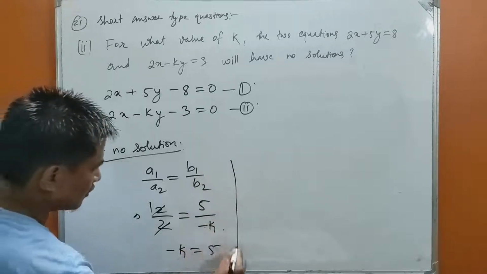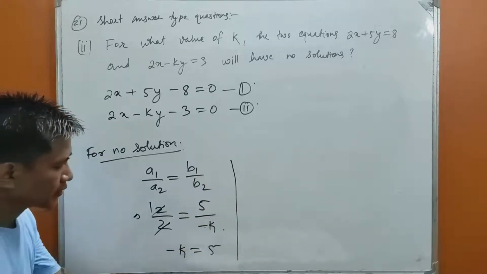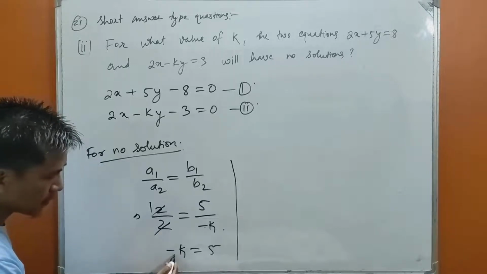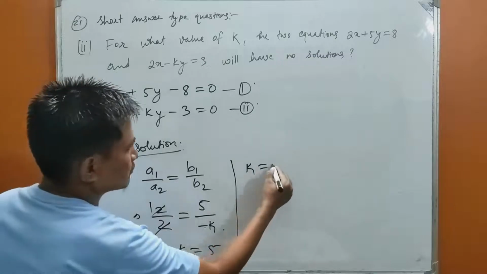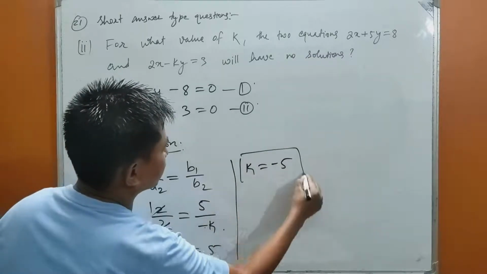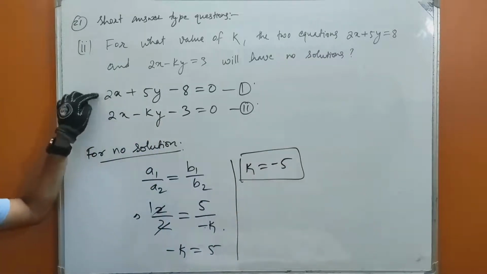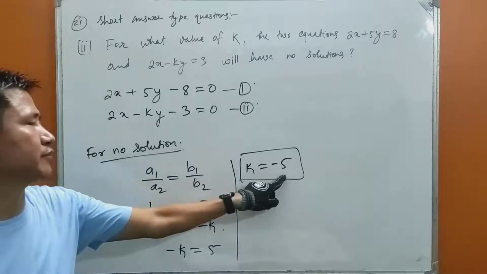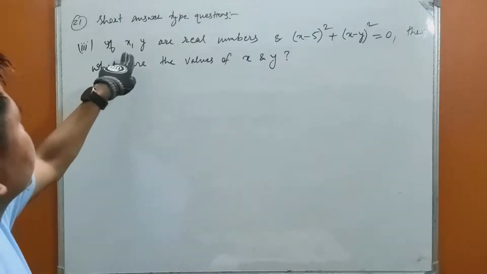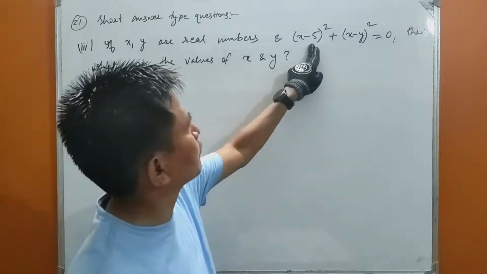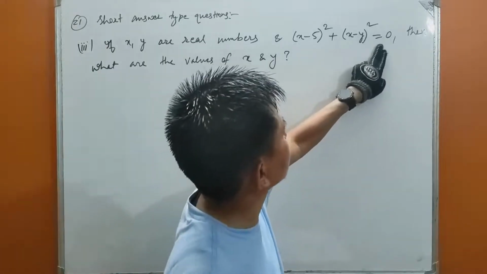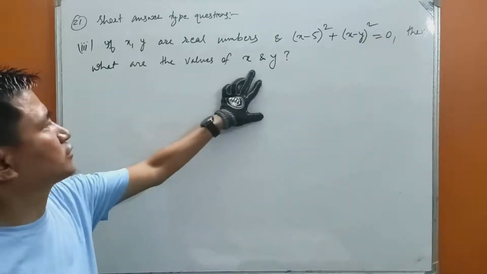So now multiplying both sides by minus sign, minus k into minus is plus k, and plus 5 into minus equals minus 5. So the value of k for which these two equations will have no solution is minus 5. Question number 3. If x and y are real numbers and (x minus 5) whole square plus (x minus y) whole square equals 0, then what are the values of x and y?